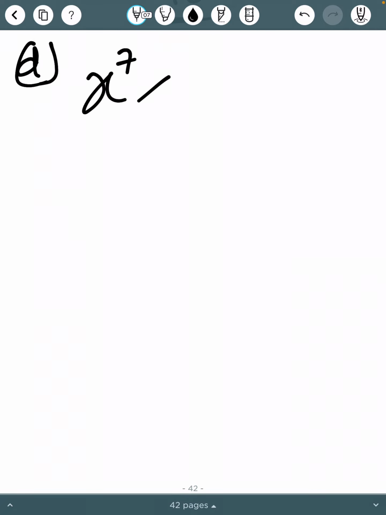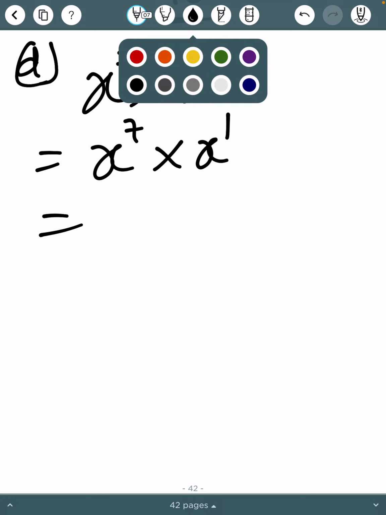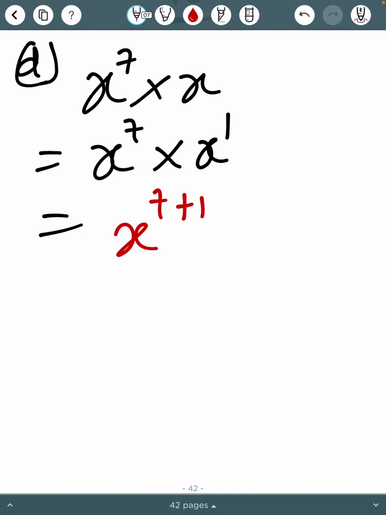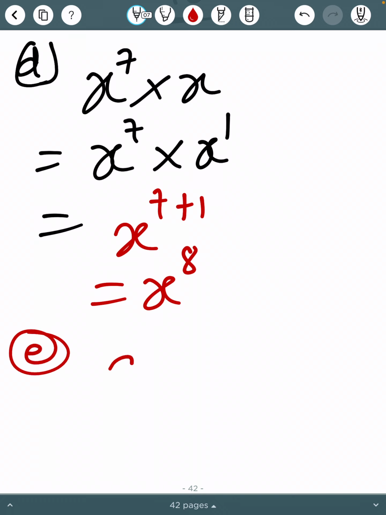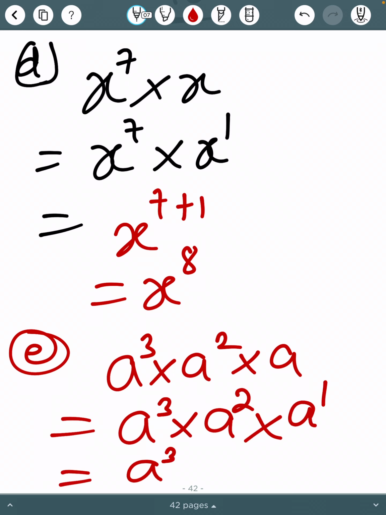Question D says x raised to power 7 times x. That's the same as x raised to power 7 times x raised to power 1. x is the same as x raised to power 1. So what does that give me? That gives me x raised to power 7 plus 1, and that gives me x raised to power 8. Question E is a raised to power 3 times a raised to power 2 times a. This is the same thing as a raised to power 3 times a raised to power 2 times a raised to power 1. So I'm only to put the indices together and add them up, and I will get a raised to power 6. Question F is a bit tricky.